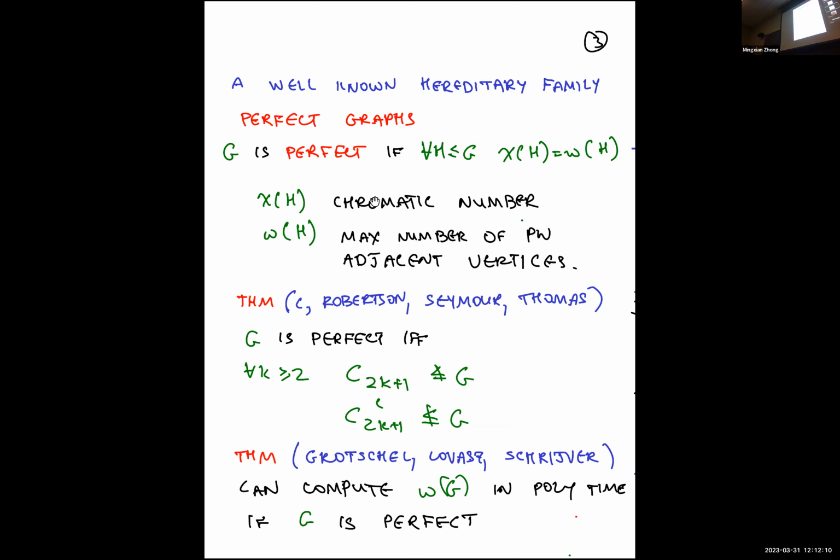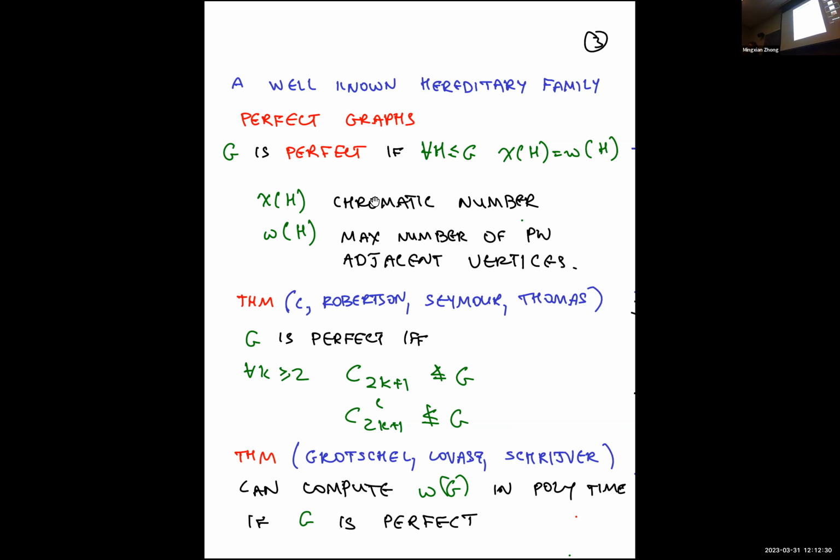How hard is it to see whether a graph is perfect? You can test it in time n to the 9. And I think now it's been improved to n to the 8.5.